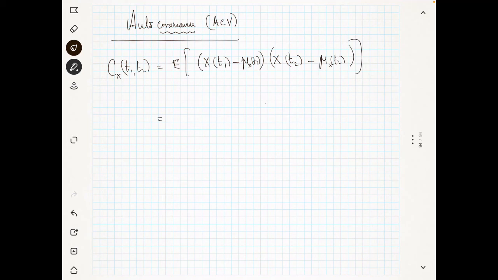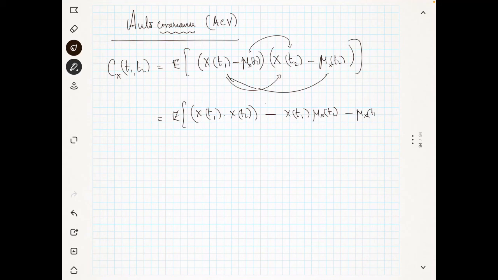So this can also be written as the expected value of x of t1 multiplied with this term. So x of t1 into x of t2. Then minus, if you multiply the first term with the second term, x of t1 into mu x of t2. Then you take the second term and multiply, minus mu x of t1 into x of t2. Then you take this term and multiply here, so minus into minus becomes plus, mu x of t1 into mu x of t2. So the first term is nothing but expected value of x of t1 into x of t2.